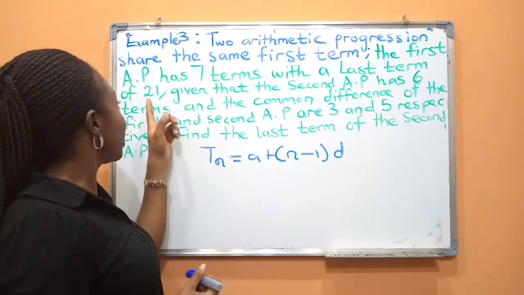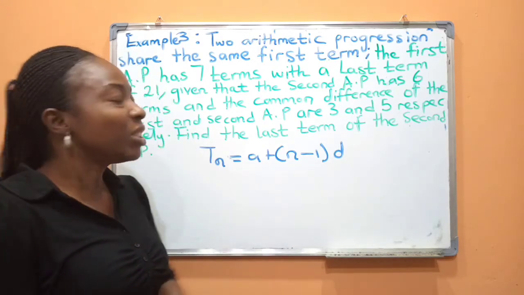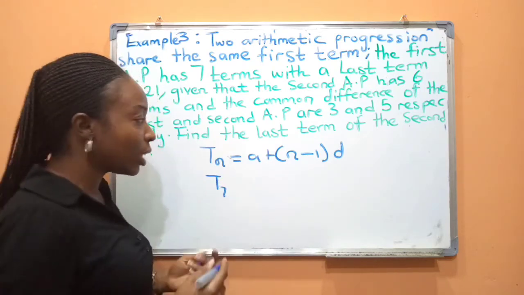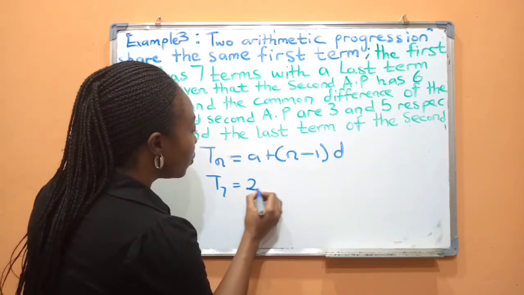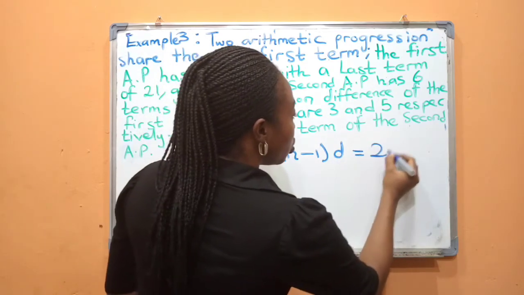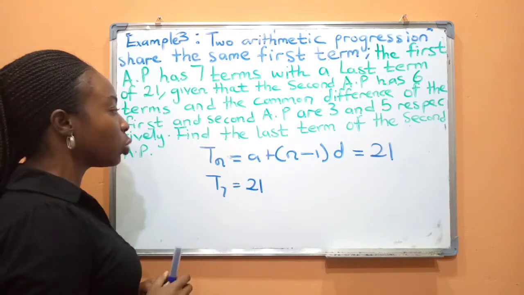If they say the last term is 21 and it has 7 terms, that means the 7th term, that's T7, is equal to the last term, which is 21. That's what it means. So we're going to have this as equal to 21. So now that we've gotten this, here's what we do.